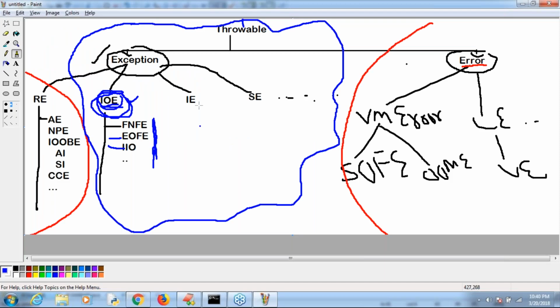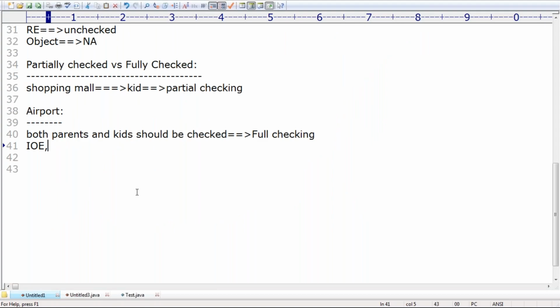Like, sir, InterruptedException is fully checked only. Suppose you are going alone without your kids to the airport. It is by default considered full checked only. If the kids are not there, still it is considered full checking only because the parent is already checked. That's why InterruptedException is also a fully checked exception only.